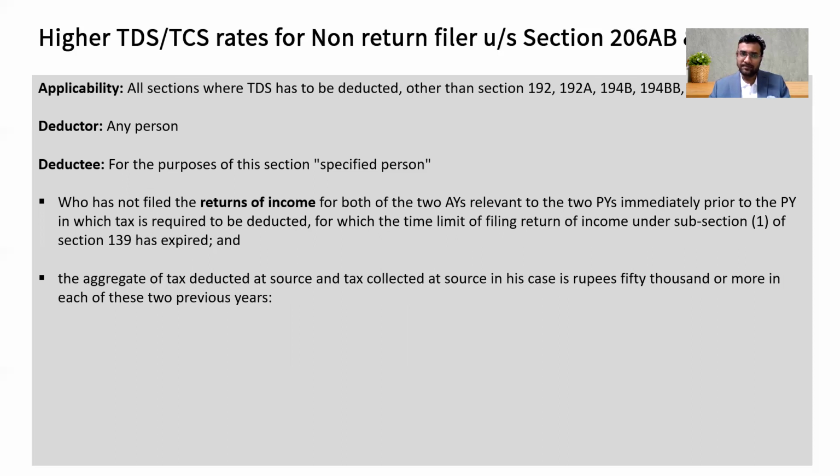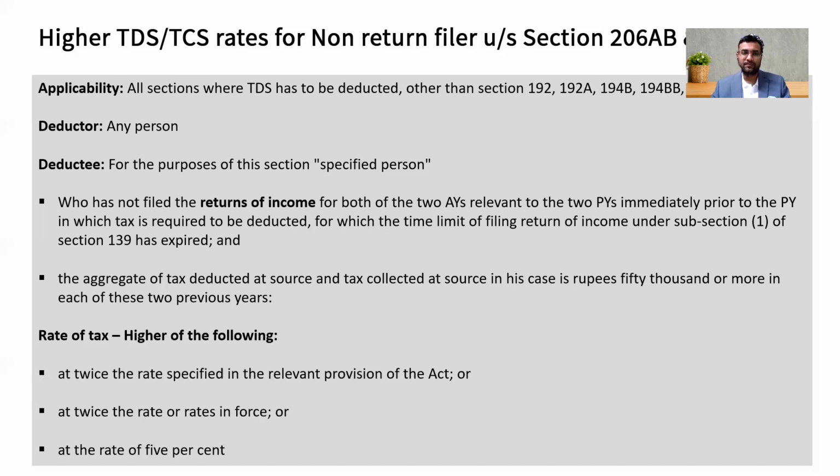At the same time, if the aggregate of the TDS or the TCS in both of the last couple of financial years, in which he has not filed the returns of income, is more than 50,000 rupees, this is a specified person case. In case the person has not done both the things, is non-compliant, then you go ahead and deduct the TDS at the rate of 5%.